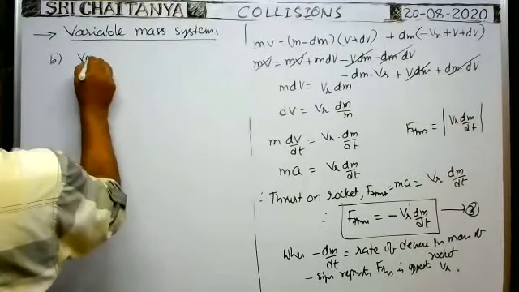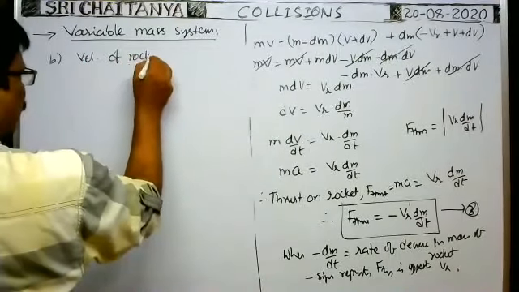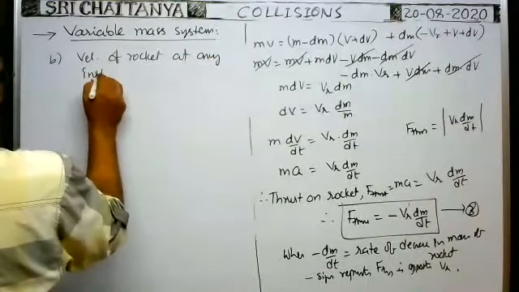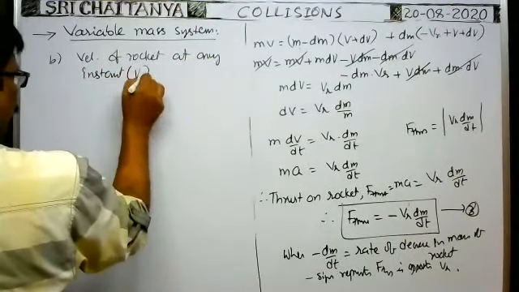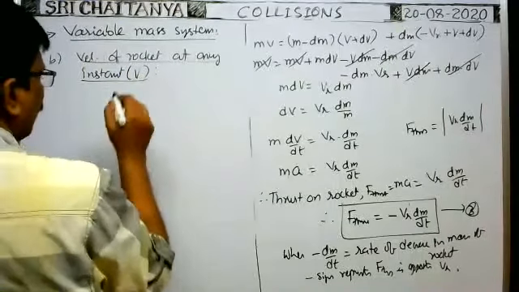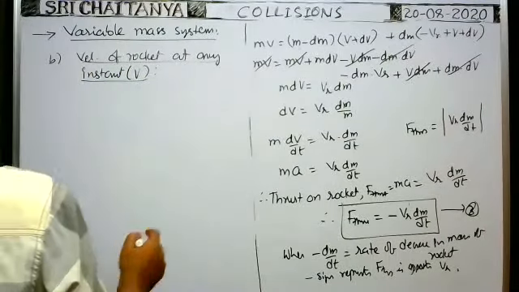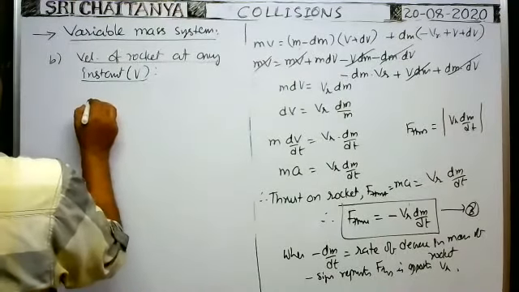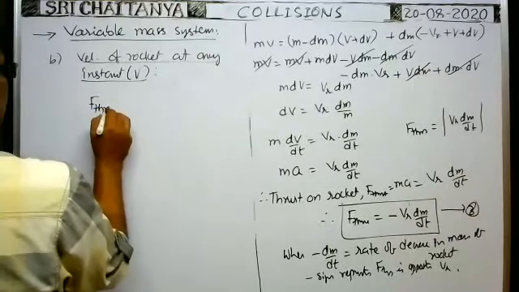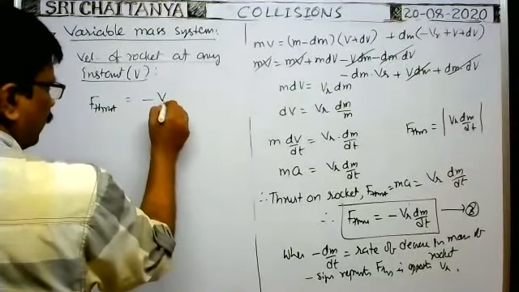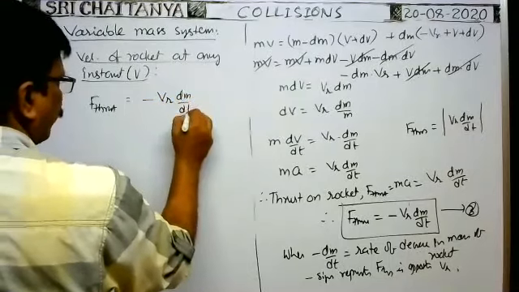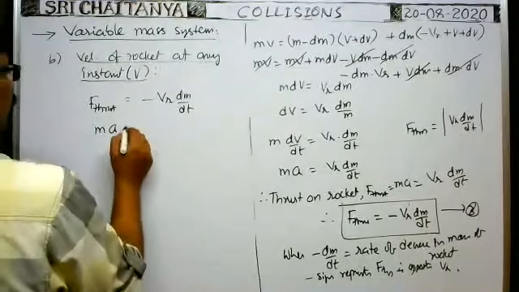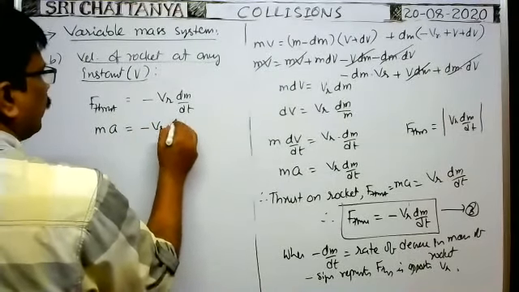Okay, velocity of rocket at any instant, v. So already we know the thrust on the rocket, F thrust, which we just derived as minus Vr into dm by dt. Thrust on the rocket means mass into acceleration of the rocket, that is equal to minus Vr into dm by dt.